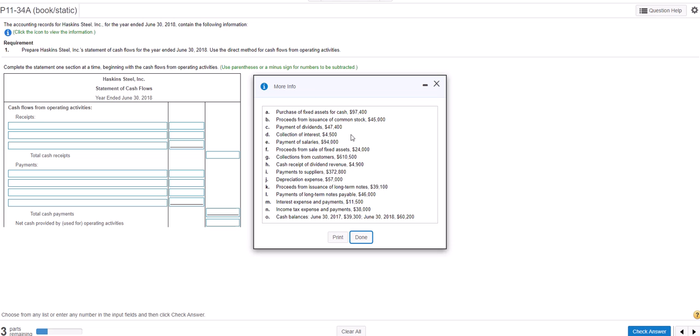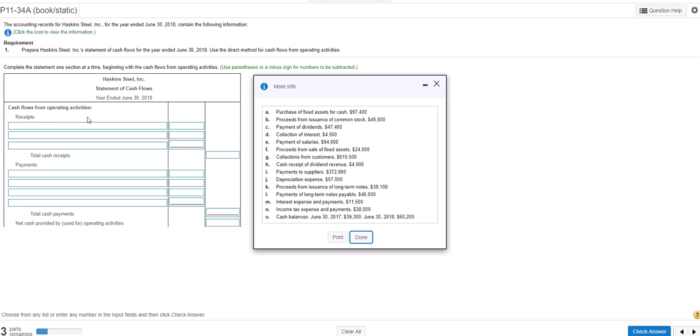So what we have to do, there's 3 basic parts: operating, investing, and financing. All right, so those are the different types. So this exercise basically takes you through and wants you to identify which ones are which.